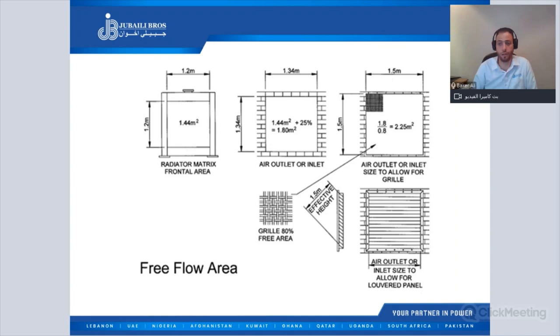So if we have louvers or a grill, then you have to consider this in your calculation. For example, here, if we have a louver, and this louver has 80% free area, then we have to add the 80% free area to our consideration. So 1.8 divided by 0.8 equals 2.25 square meter. So the opening size for inlet and outlet will be 2.25 square meter with the consideration of the louver. So you cannot make your calculation only until here and then make the opening.